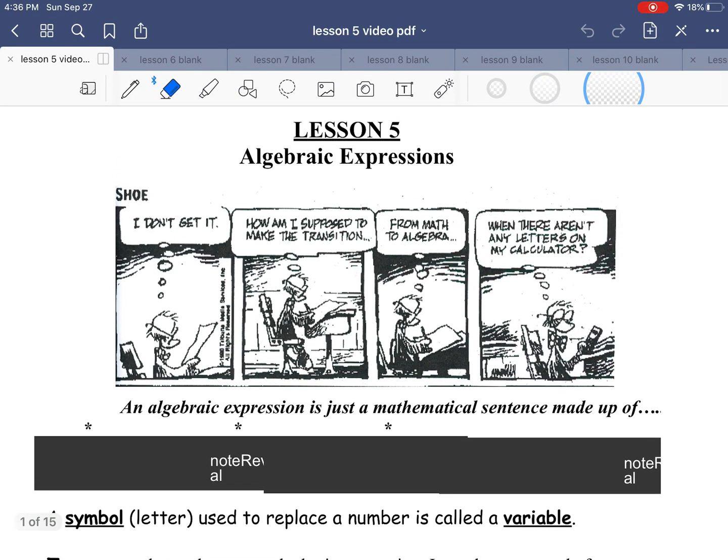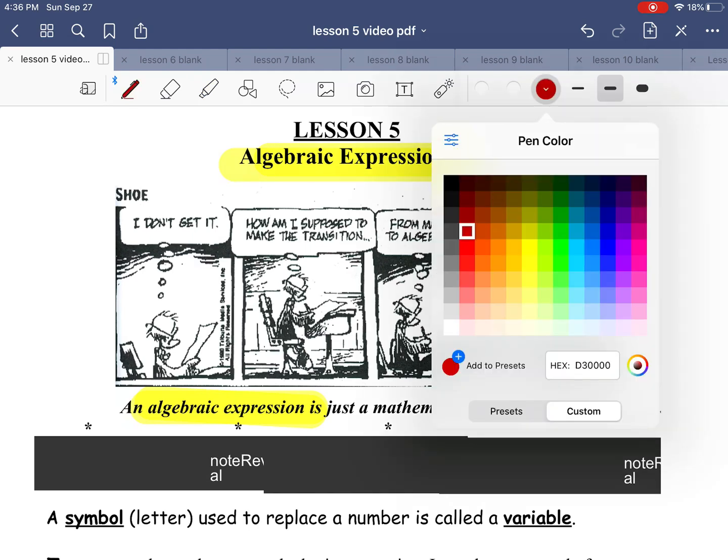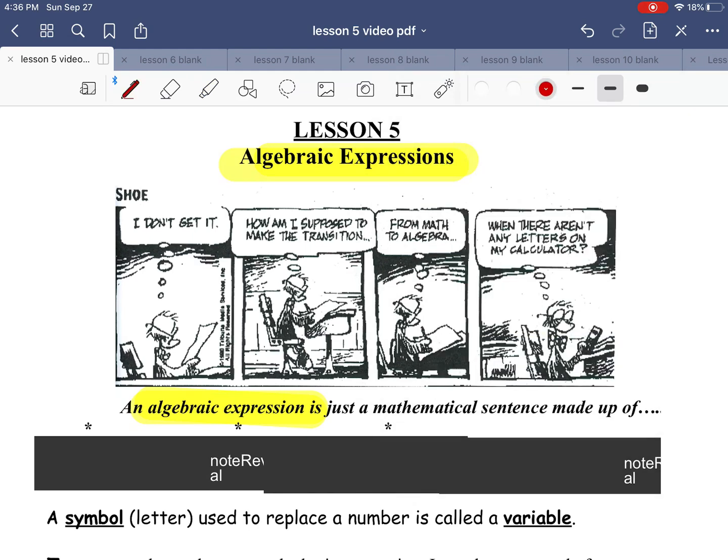Okay, we're starting algebra chapter, lesson 5, algebraic expressions. Now, when I look at just the word algebraic expressions, by definition, it's very simple. The only difference between what we know and what is coming is that we already know about math and a bunch of numbers.